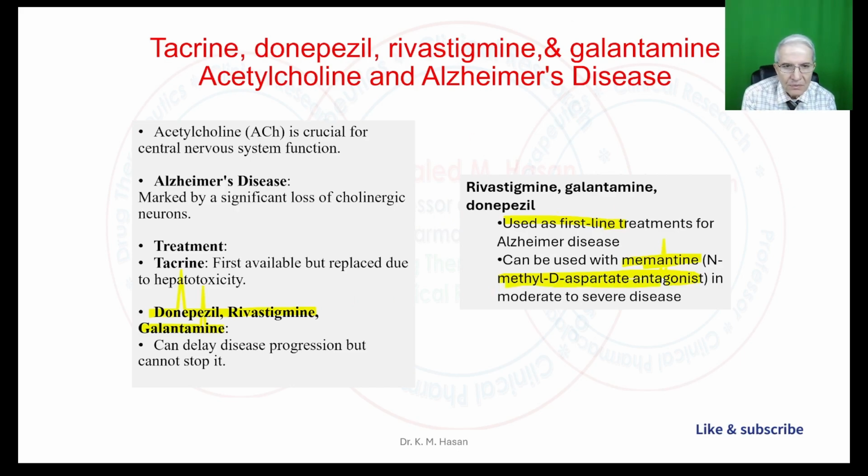So the question from this slide: which of the following medications belongs to the anticholinesterase inhibitors and is used for Alzheimer's disease? We have donepezil, rivastigmine, galantamine. Memantine is used for treatment of Alzheimer's disease. Memantine, we have it here. Memantine is used for Alzheimer's disease.